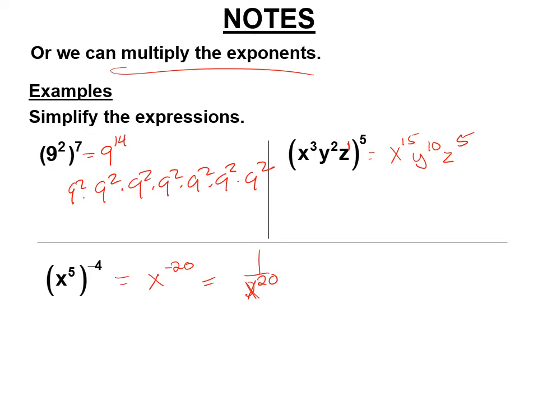But I'd say on a regular basis, write them out unless they're really, really long. Right, and by the way, you could have also written this as 1 over x to the 5th to the 4th. Notice you get the same answer. Negative exponents make reciprocals.